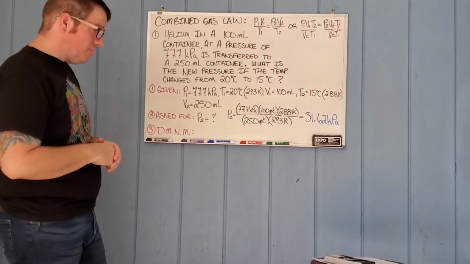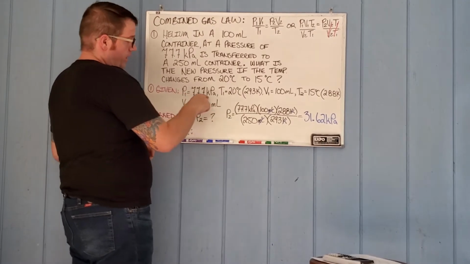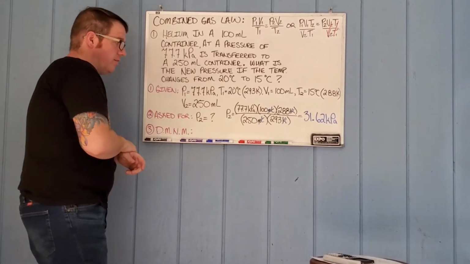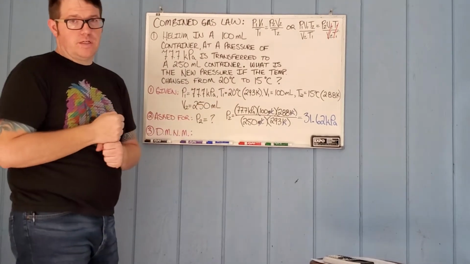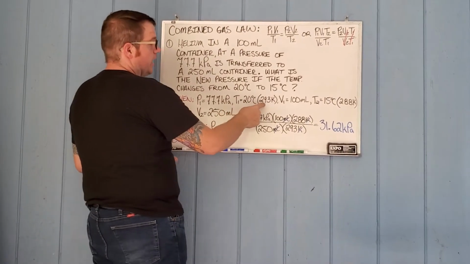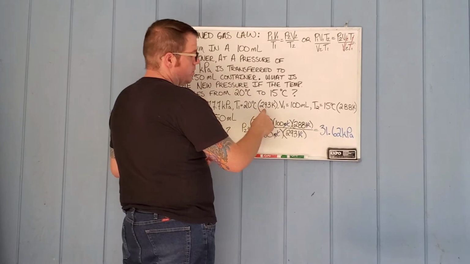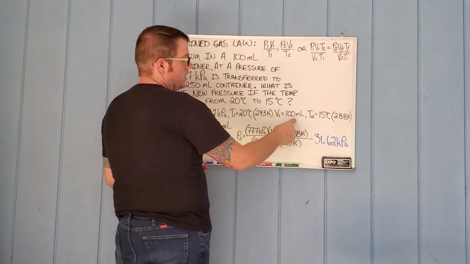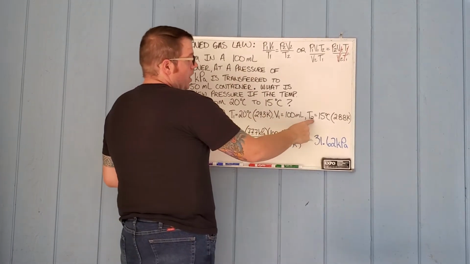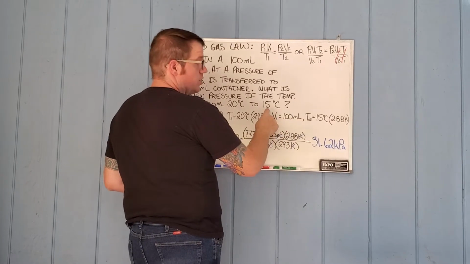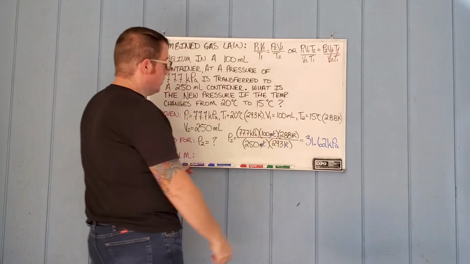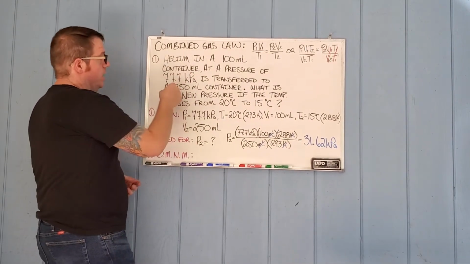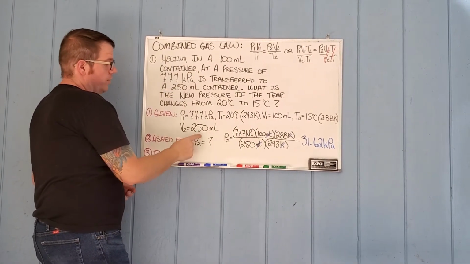Okay. So we go through, we were given pressure 1 of 77.7 kilopascals. We were given temperature 1 of 20 degrees Celsius. Remember, we have to convert that to Kelvin, so we add the 273. That's where we get 293 from. Our volume 1 was the initial 100 milliliters. Our temperature 2, the temperature that we changed to, was 15 degrees Celsius. Again, we convert to Kelvin, add the 273, we get 288. And the volume changed from the 100 milliliters to 250 milliliters.